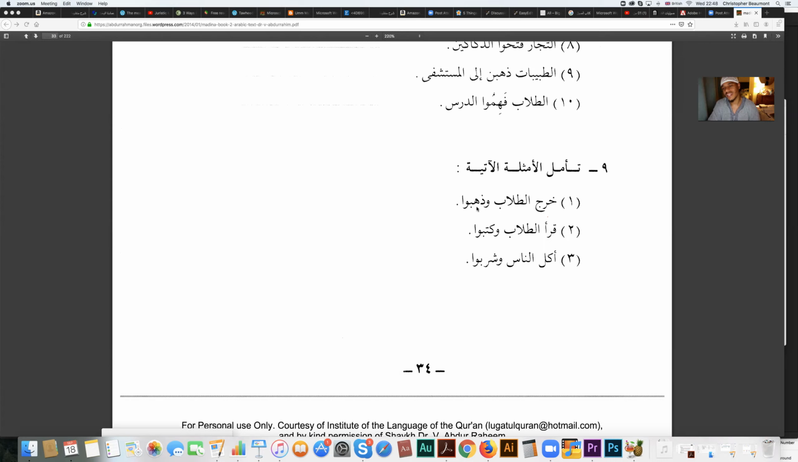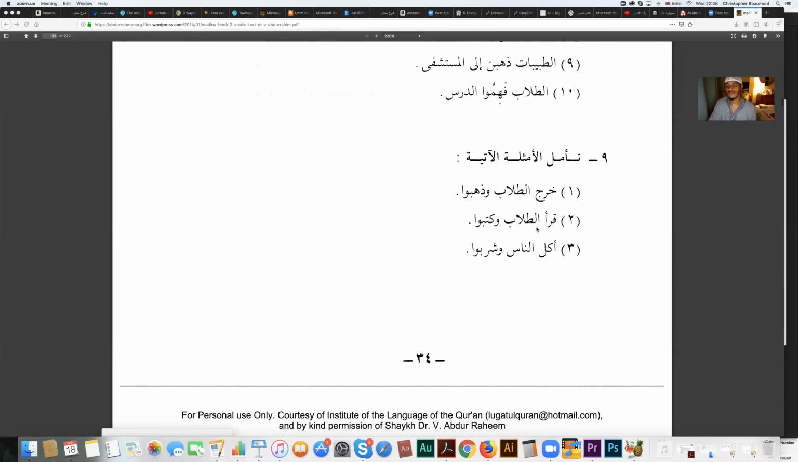Why? Because now the verb has come after the noun. When the verb came in front of it, it was permissible to use the singular. When the verb comes after the noun, we have to bring the verb back to the plural with the waw al-jama'a and the alif at the end. Does that make sense, guys? Yeah. Excellent. Any questions? No. Not really, no.